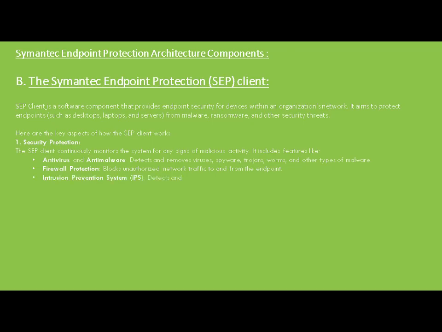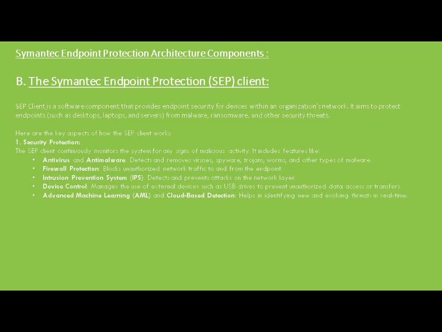Next is intrusion prevention system, that is IPS, which detects and prevents attacks on the network layer. Next is device control. It manages the use of external devices such as USB devices to prevent unauthorized data access or transfers. Next is advanced machine learning, AML, and cloud-based detection, which helps in identifying new and evolving threats in real time. So these are the features for the security protection.